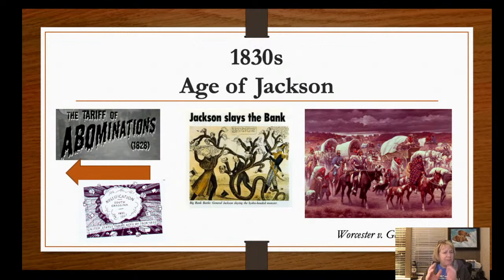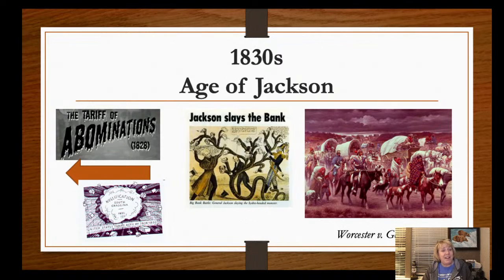Now, Jackson was seen, he's the new Democrat. He started this new party called the Democrats, and he is actually a states' rights guy. So a lot of people thought, man, he's going to side with South Carolina on this, but he doesn't. Because while he believes in states' rights, he also believes in the union of our states. And so he is going to get Congress to pass the Force Bill.